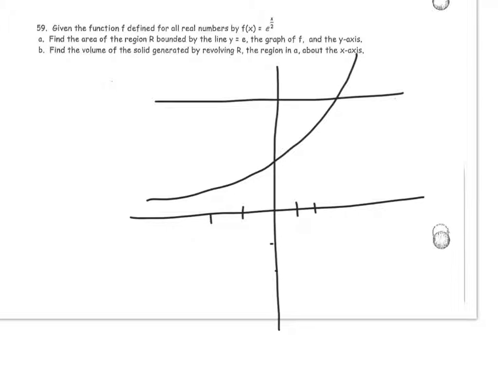Find the area of region R bounded by the line y equals e. That's weird to write it that way, but that e is just a number. So y equals e is a line straight across there. The graph of f, which is e to the x over 2, is your exponential growth of some sort. And the y-axis, and so we have that little wedge in here that we're trying to figure out the area of, as I see it.